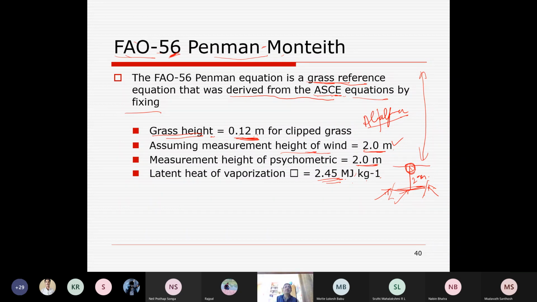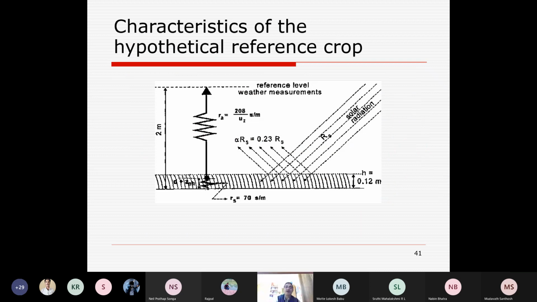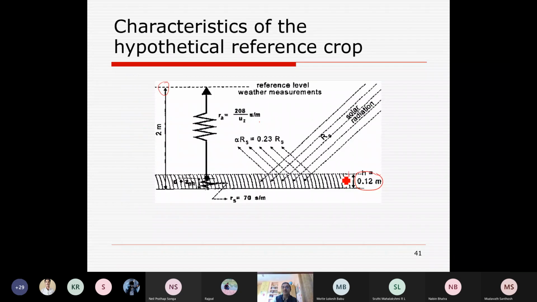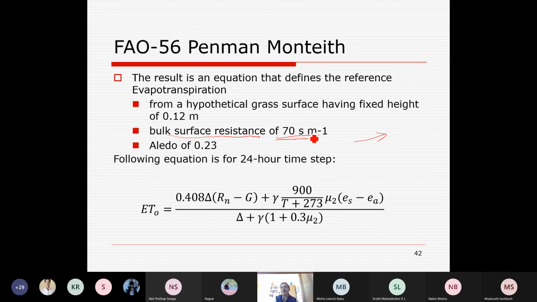So in that sense, FAO 56 Penman-Monteith is simply trying to find out the energy that is available at the surface, by taking the information or measurement at 2 meter, for a reference crop of alfalfa having height of 12 centimeter that offers the same level of resistance. If you recall, 70 seconds per meter, what we were discussing just now, is the bulk surface resistance of this crop that is 12 centimeter high. Alfalfa is the grass that is grown, and it develops a resistance to blowing wind, that is 70 seconds per meter.